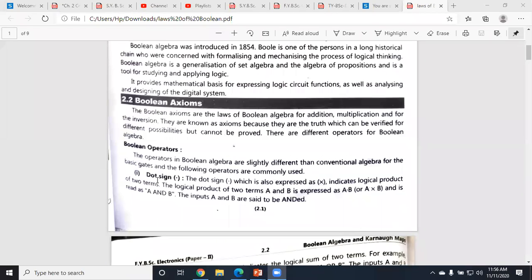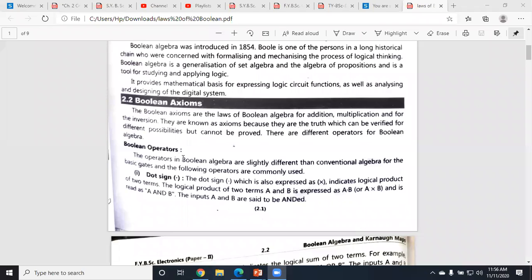This is again the same thing. It's just that the detailed information is given in this. First is Boolean operators. So what are Boolean operators? Basically, you can call them operators. The operators you use while solving a Boolean equation are called Boolean operators.